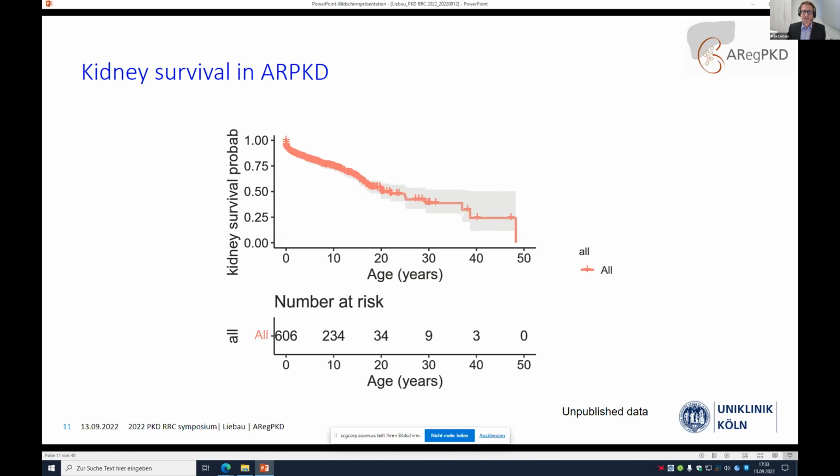And this is sometimes a surprising mark to some listeners, because most people will think of ARPKD as always being associated with kidney failure straight away. This is not the data that we see, and this is also not the data that was previously published. Our data fits what other groups have previously found in smaller cohorts.